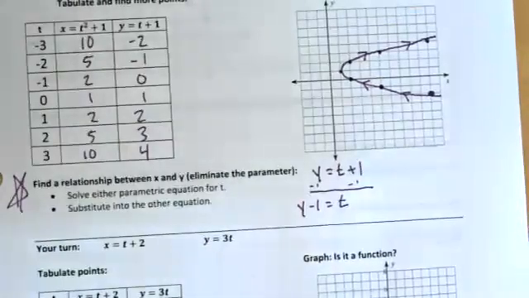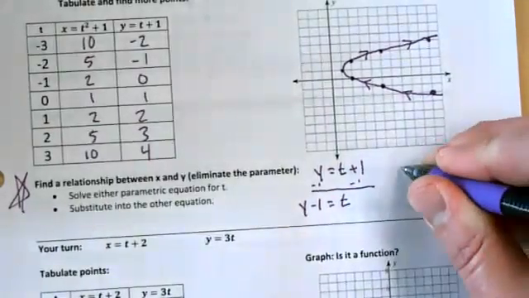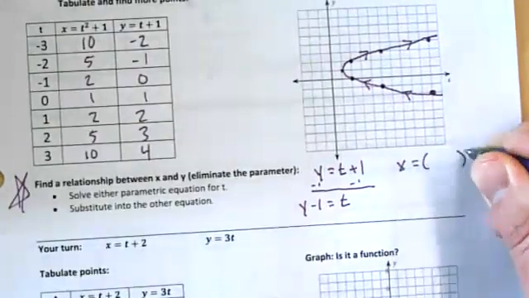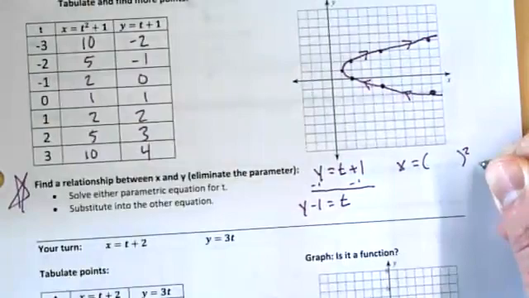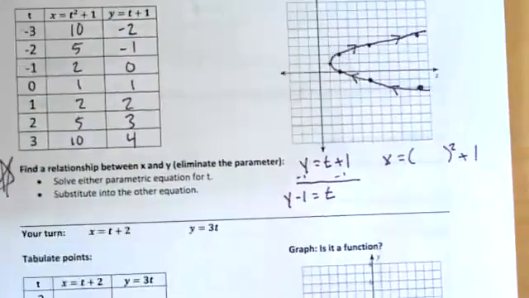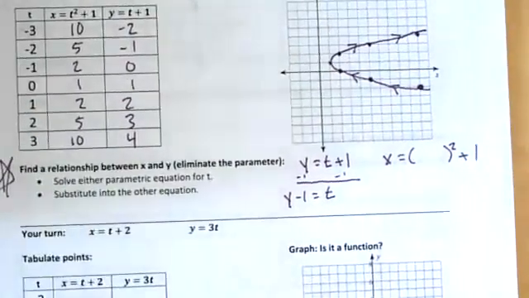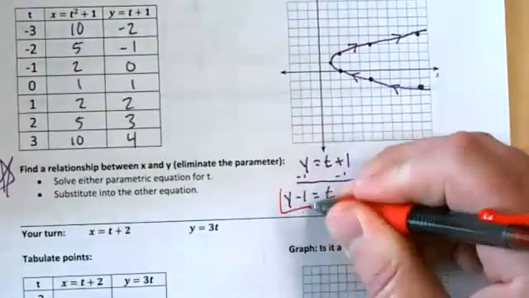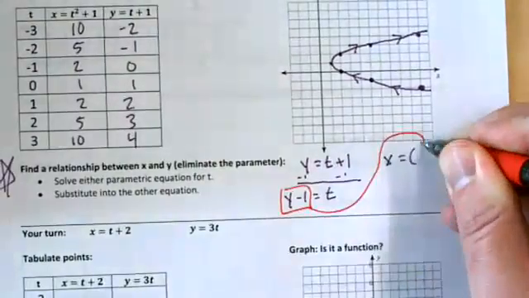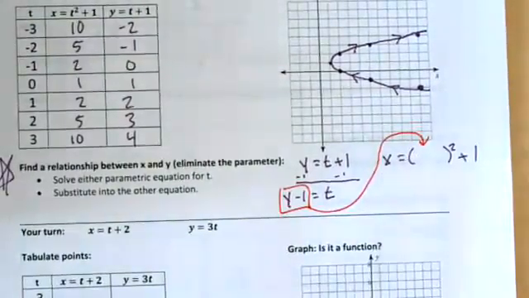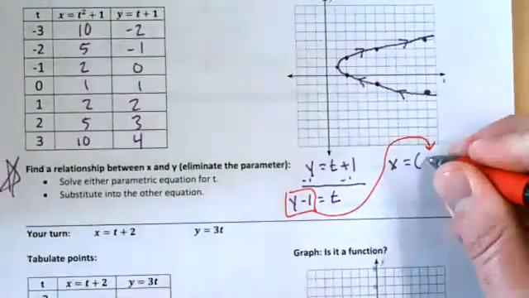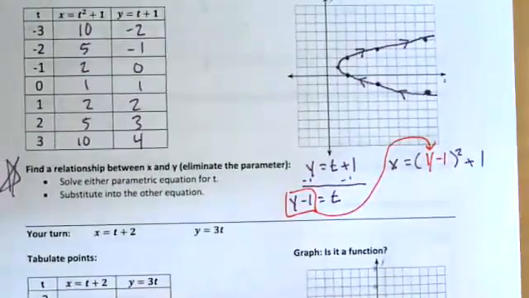All right, what are we going to do with that? Well, we're going to take our other equation then. My other equation was x equals t squared plus 1. But I left my t out. What am I going to replace my t with? We'll replace it with this y minus 1. Thank you. That'll give us x equals, let's go ahead and expand this out.